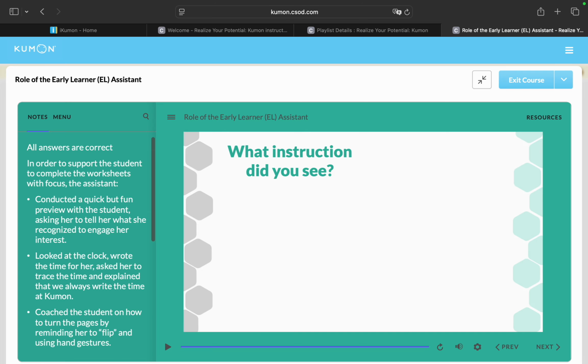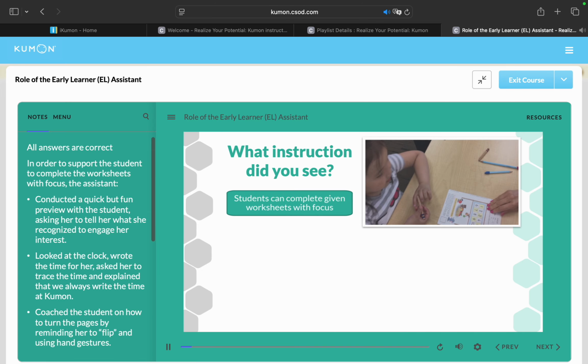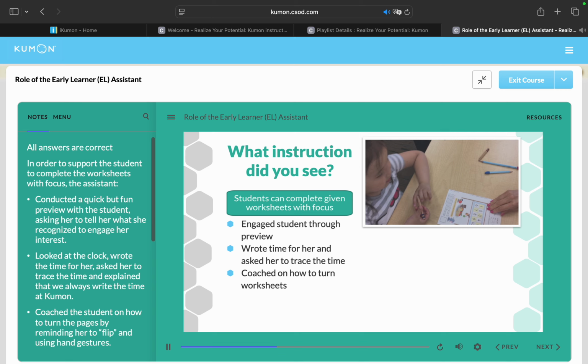That's right. In order to support the student to complete the worksheets with focus, the assistant conducted a quick but fun preview with the student, asking her to tell what she recognized to engage her interest. Looked at the clock, wrote the time for her, asked her to trace the time, and explained, "We always write the time at Kumon." Coached the student on how to turn the pages by reminding her to flip and using hand gestures. Used a warm, patient, and encouraging tone of voice and praised in a number of ways, both verbally and by making circles on the page to let her know she did well.